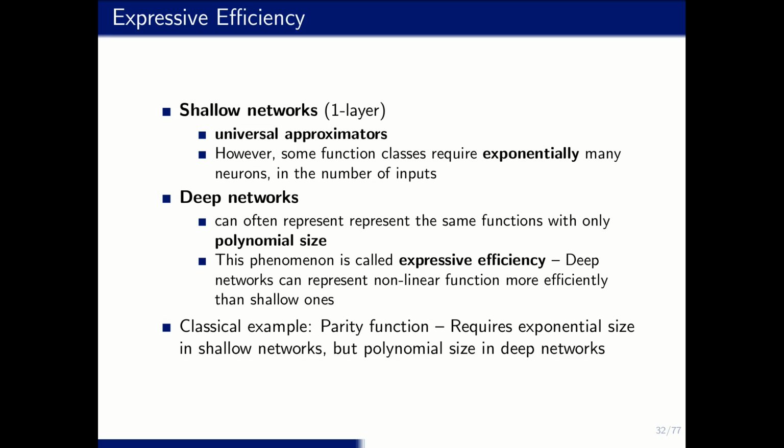And a classical example is the so-called parity function. If you just consider binary inputs, so all your input features are either 0 or 1, then the parity function simply tells you whether there is an odd or an even number of ones in the inputs. It can be shown that this simple logical function requires exponential size if we use only one layer. But if we make the network deep enough, then the parity function can be represented in polynomial size. So deep networks can be way more efficient than shallow networks, and this is called expressive efficiency.